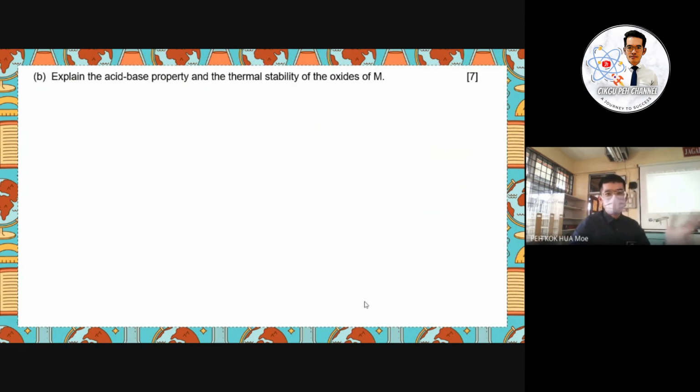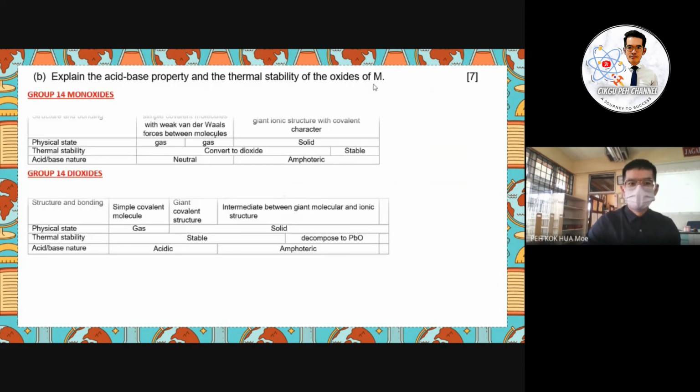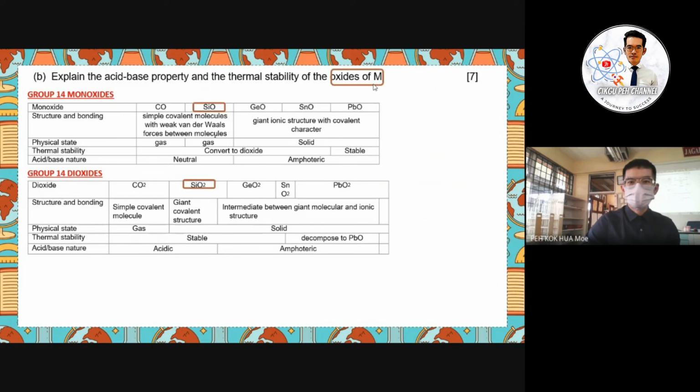Okay, so next the question asks you about the acid-base property, together with the thermal stability of the oxide of N. As I advised, when the question asks you about the oxide, you have to mention there are two oxidation states for the group 14 oxide, right? Which is +2 and +4. 7 marks. So firstly, for sure, you need to know the oxide of N: we have two, silicon monoxide and silicon dioxide.